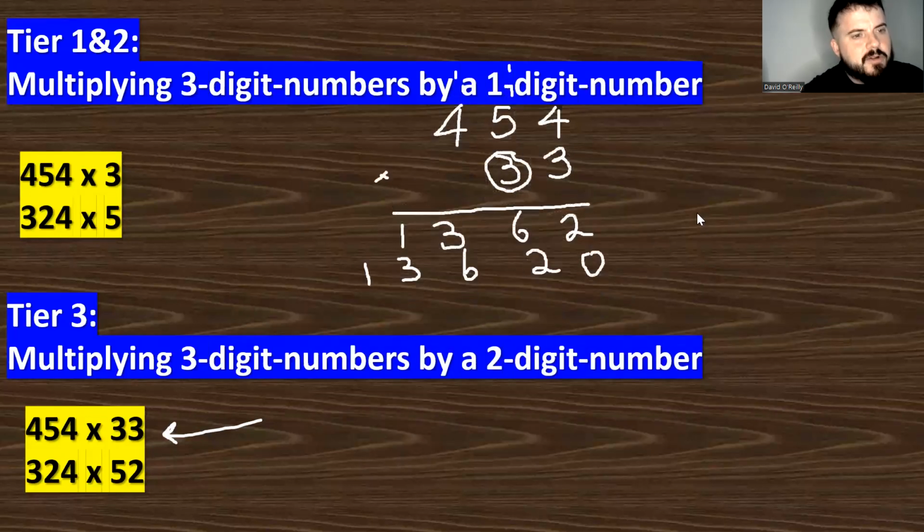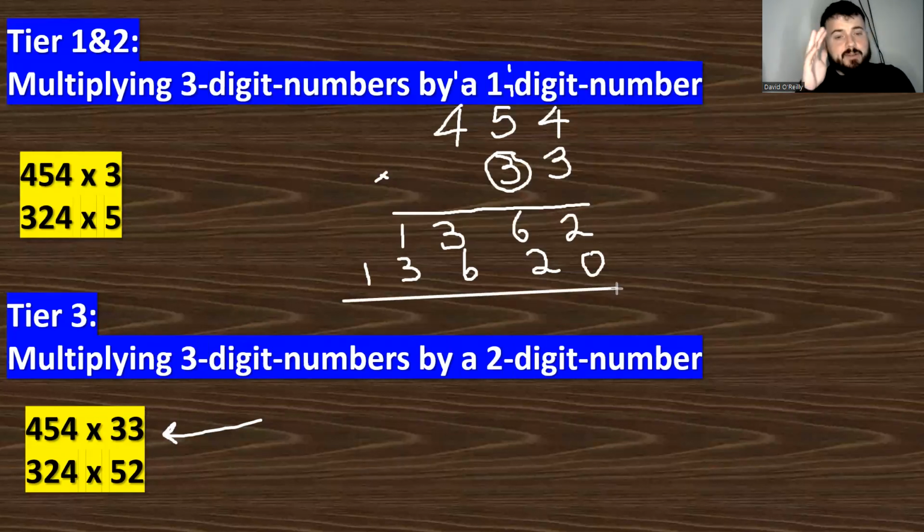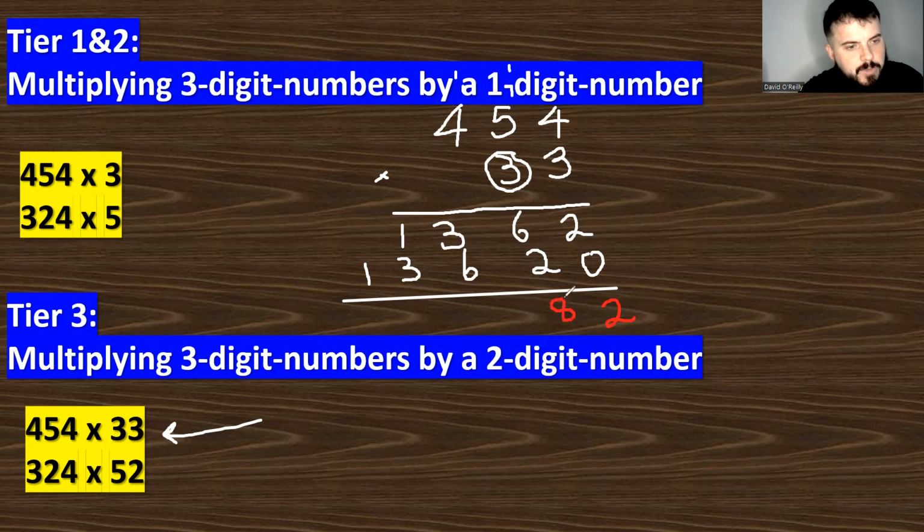Okay, that would do. Alright, so now what we need to do, once we've got those 2 answers, we've multiplied the first 3 by 454, then we multiplied the next 3 by 454. Once we've got these 2 answers, we're just going to add them together, okay? One place value at a time. So we do 2 plus 0 is 2. 6 plus 2 is 8. 3 plus 6 is 9. 1 plus 3 is 4. And nothing plus 1 is 1.